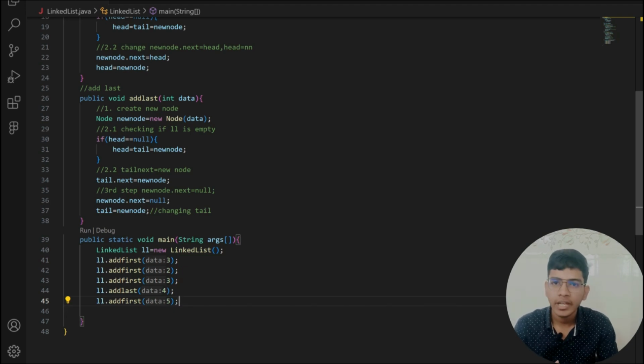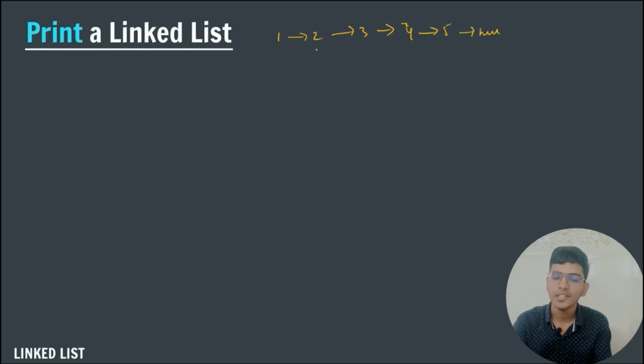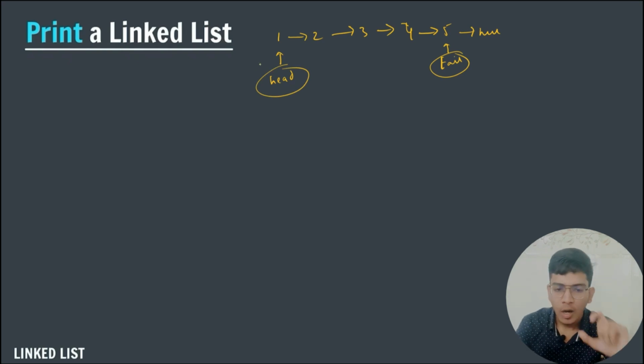Now let us see how we can print my linked list. In the previous code we have created a linked list. 1 is pointing to 2, 2 is pointing to 3, 3 is pointing to 4, 4 is pointing to 5, and 5 is pointing to null. So we have created this linked list in my VS Code. Now let us see how we can print these elements. So this is my head, and this is my tail here. We already know what is tail and what is head. Now how can we print?